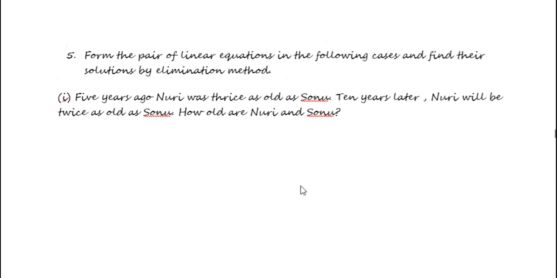Let us solve a couple of word problems here. So what we need to do here is, first we have to construct the linear equations and then we have to solve using elimination method. Form the pair of linear equations in the following cases and find their solutions by elimination method. So the first one here is, 5 years ago Noori was thrice as old as Sonu. 10 years later Noori will be twice as old as Sonu. How old are Noori and Sonu?